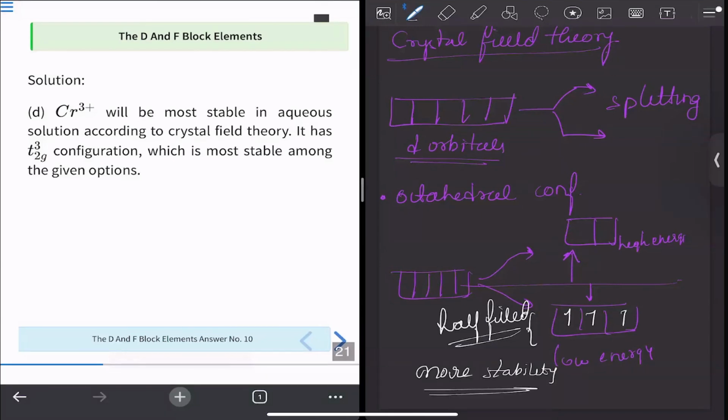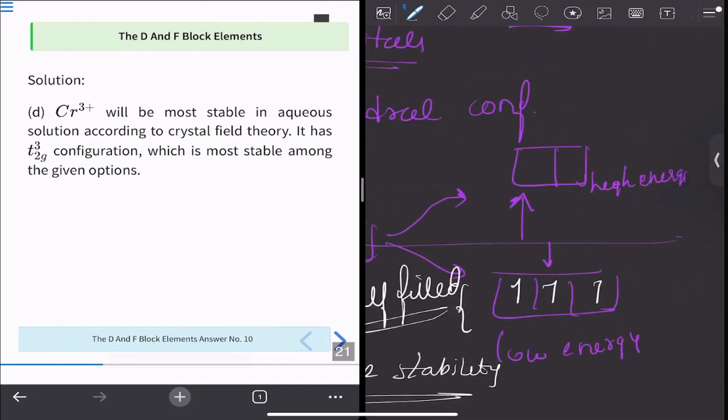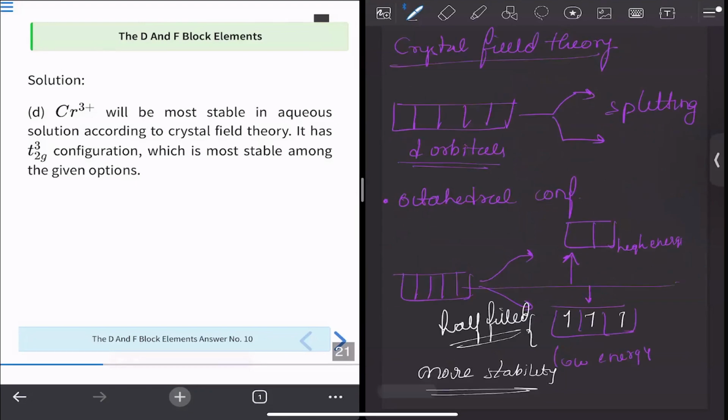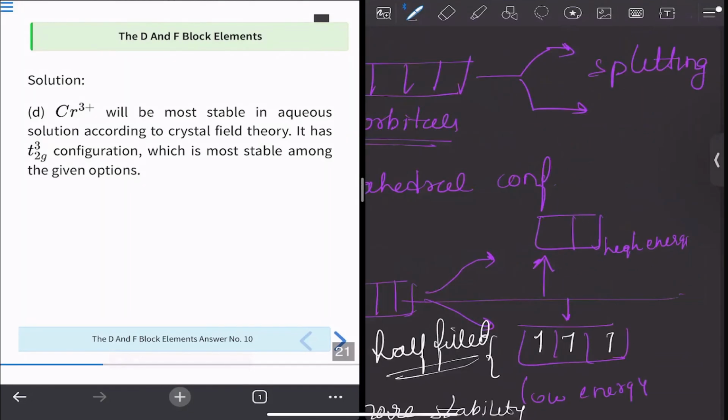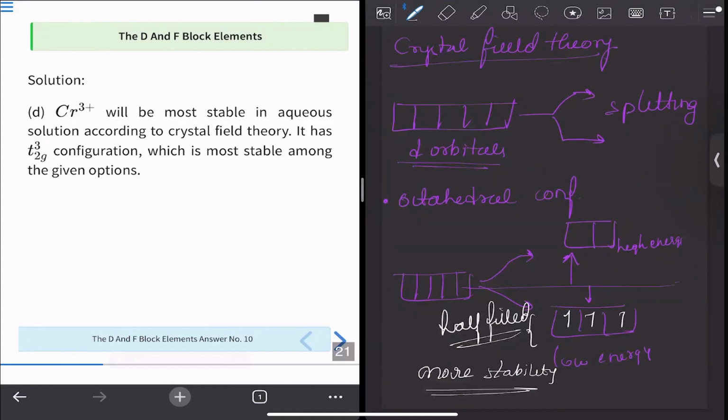So to consider any other, like vanadium. Vanadium has 3d2, so there will be only 2 electrons present here. In the case of titanium, only one will be present. In the case of manganese, there are four electrons present: one, two, three, and four. And in the case of chromium, it is the diagram which I have written. So chromium plus 3 will be most stable in aqueous solution according to crystal field theory because it has t2g3 configuration, which is the most stable among the given options.